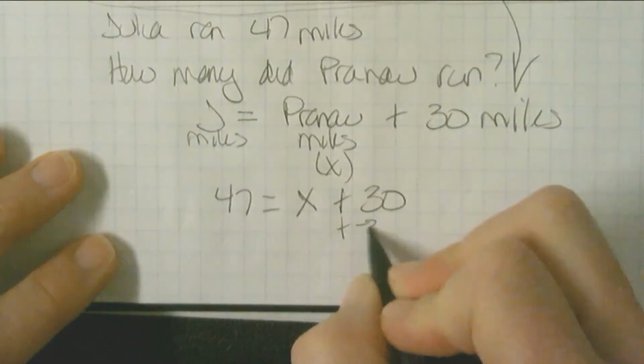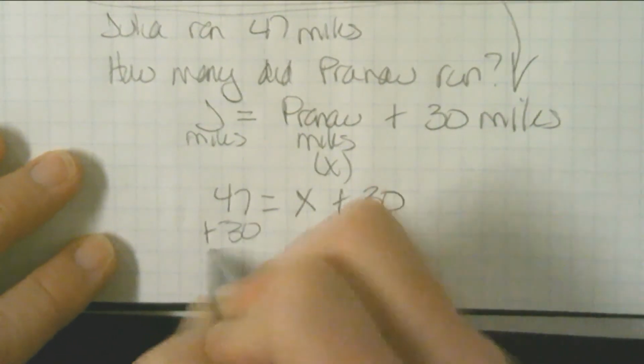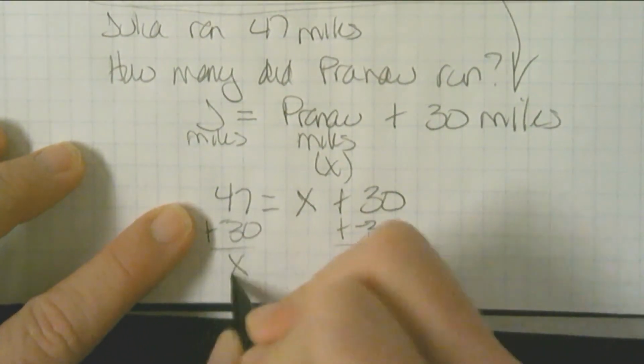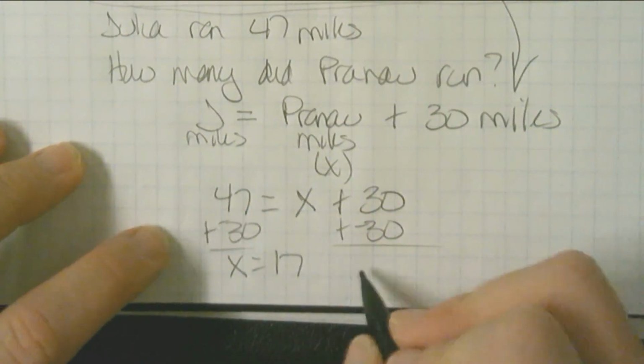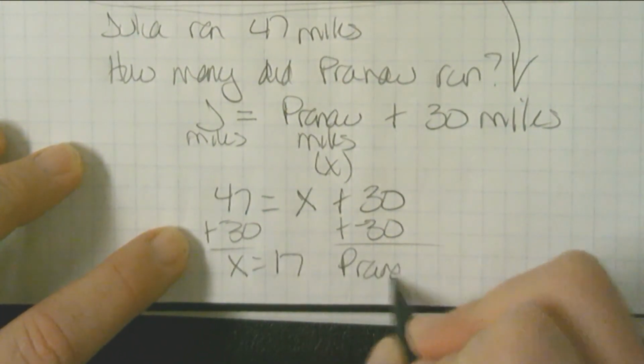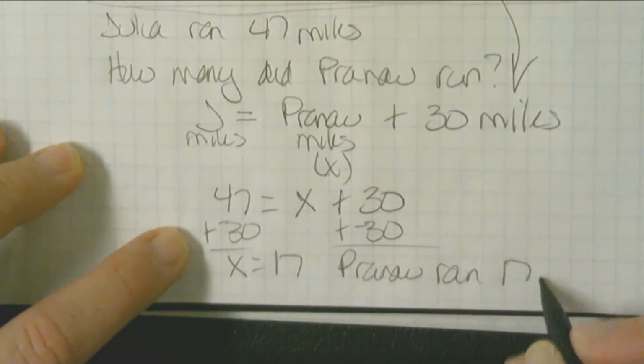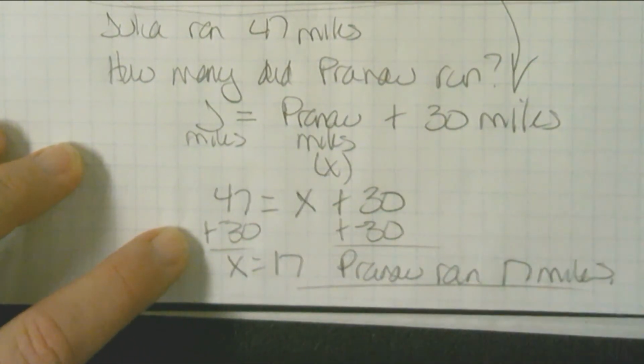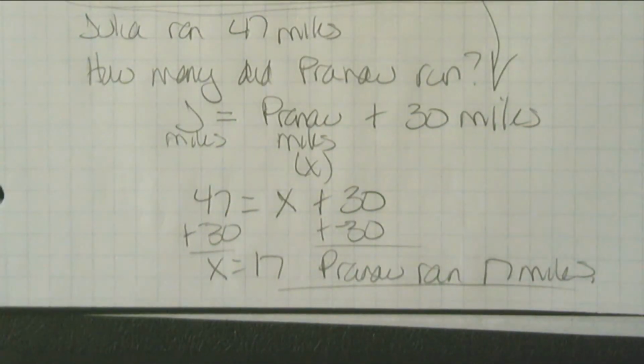So I'm just going to finish this. I know you guys all can do this. So I end up with x is equal to 17. So I would say Pranav ran 17 miles. What else can I do for you guys in the story problems?